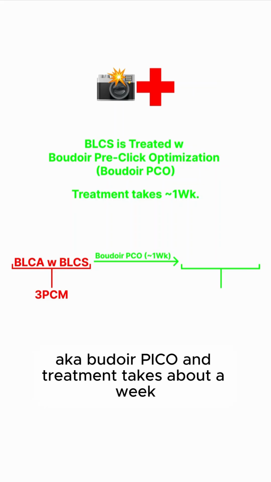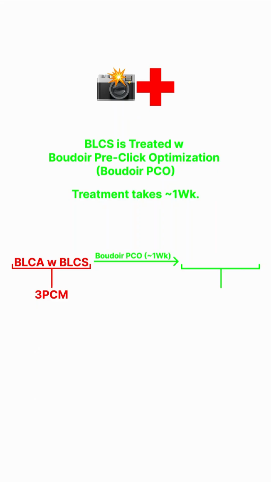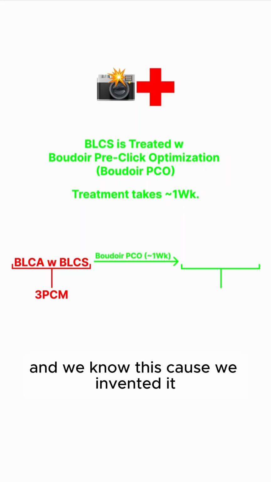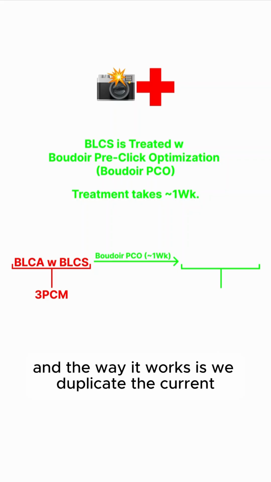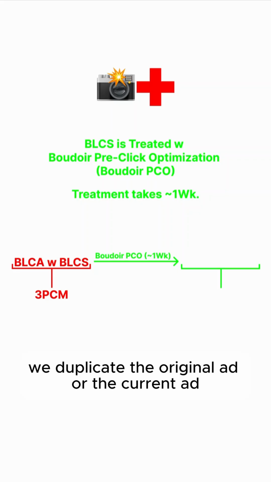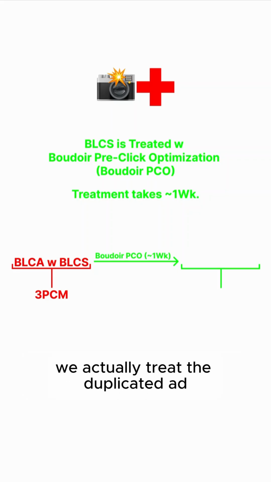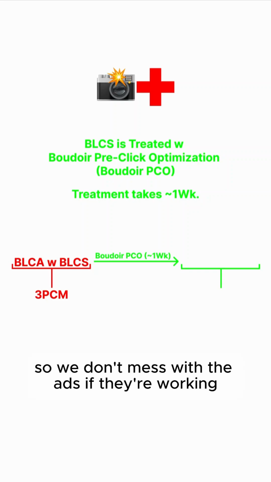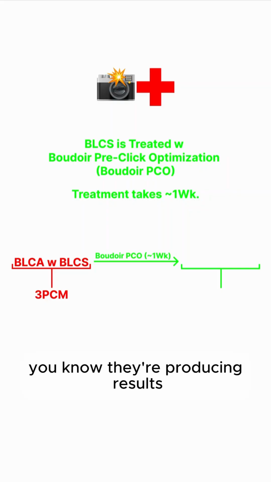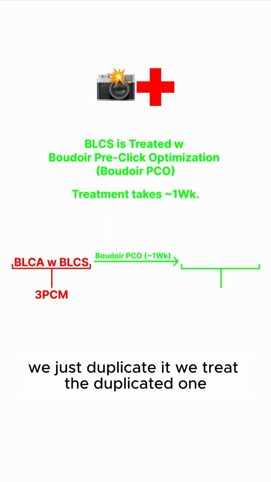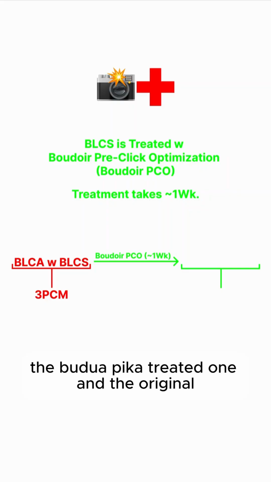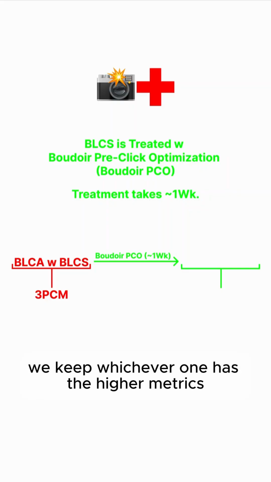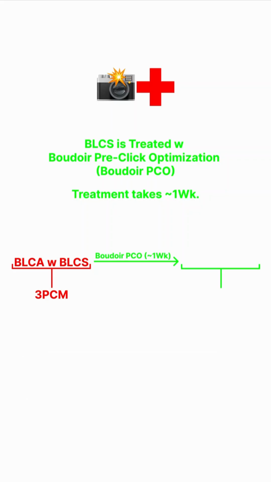And treatment takes about a week. We know this because we invented it. Can't get this solution anywhere else. The way it works is we duplicate the original ad, or the current ad. Leave that one alone. We actually treat the duplicated ad. So we don't mess with the ads if they're working. If they're producing results, we just duplicate it, treat the duplicated one, and then run them in parallel side by side, the Boudoir Pico treated one and the original. At the end of the treatment, we keep whichever one has the higher metrics.